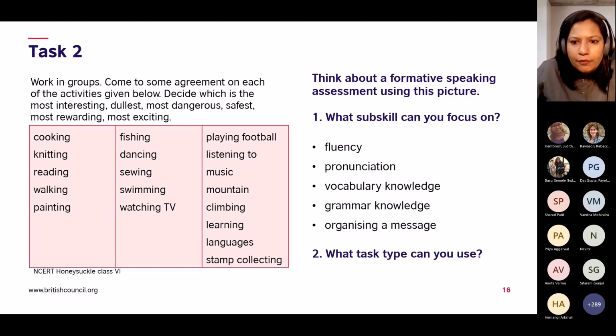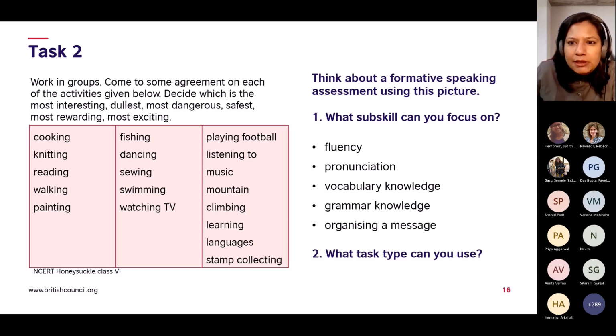So for those on the phone, if you think it helps, I can read it out. The task says work in groups, come to some agreement on each of the activities given below, decide which is the most interesting, dullest, most dangerous, safest, most rewarding, and most exciting of the activities. Grammar knowledge, group discussion. I think, yeah, Hina, I agree that maybe group discussion is very good here.